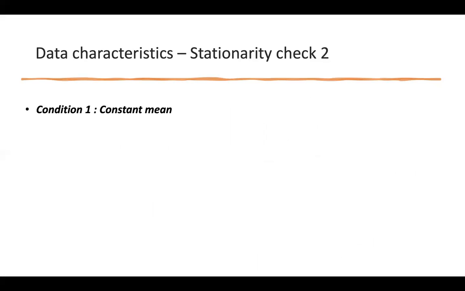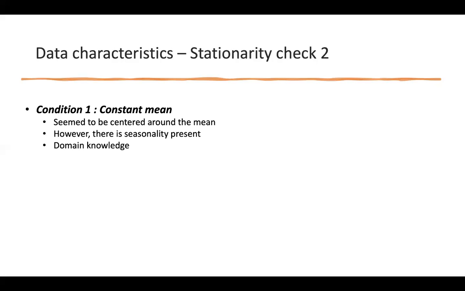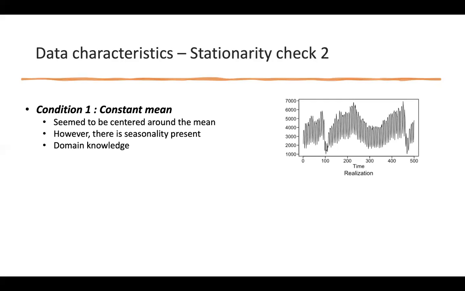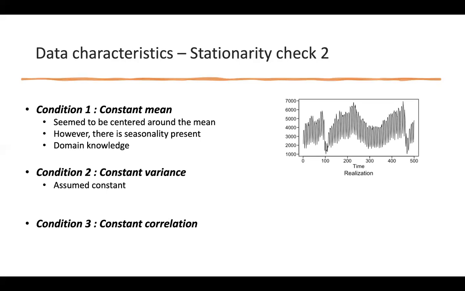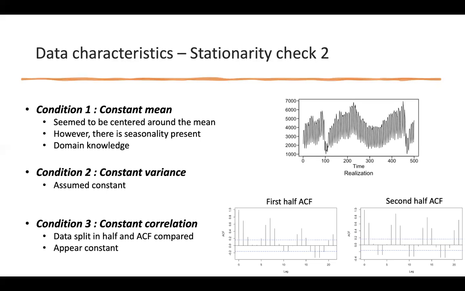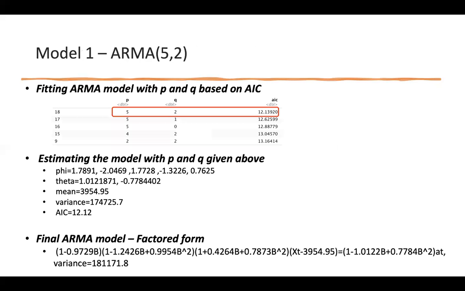Next, I wanted to visually check each condition of stationarity. Although it appears that it has a constant mean, it is the domain knowledge of being a daily visit data, along with the observed seasonality in the ACF, that break the first condition of stationarity. The condition 2 of constant variance is assumed in this data. Next, the data is split in half and each ACF is compared and verified to have a constant correlation. Overall, due to breaking condition 1, the data is concluded to be non-stationary.